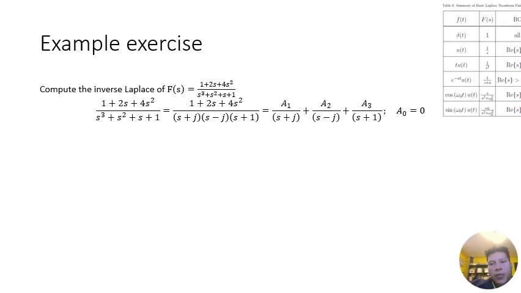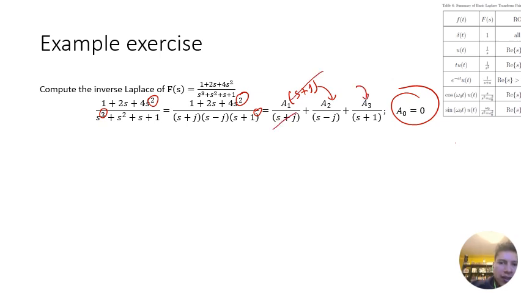Okay, so let's look at one more example. At this point, we know that this is a lower order polynomial than this one. So this is a third order. This is second order, so we already know a0 is 0. And now we just multiply both sides by s plus j and evaluate at negative j. So that's just going to give us, remember that this one will be 0, this one will be 0, and then these two will cancel.